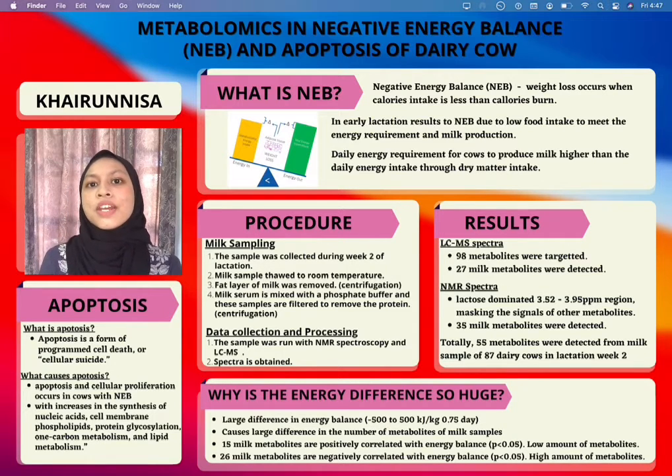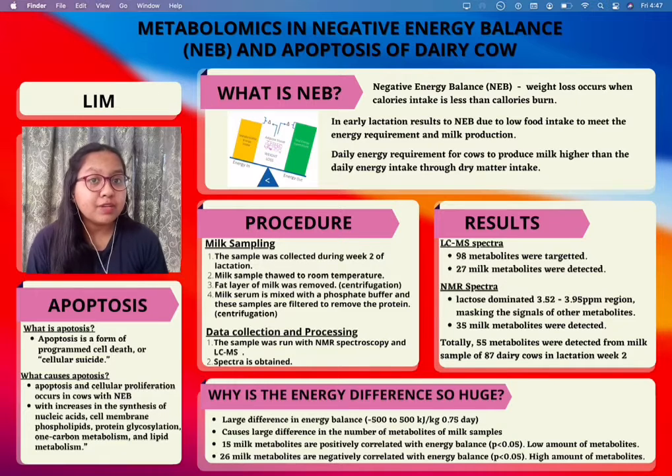Next, the same samples were used for the analysis with the triple quadrupole mass spectrometer using the PFPP method. In the LC-MS milk spectra, 97 metabolites were targeted and only 27 milk metabolites were detected. However, in NMR spectra, the lactose has dominated the region from 3.52 to 3.95 ppm, and this masks the signals for other metabolites in this region. And finally, 35 milk metabolites were detected in NMR.